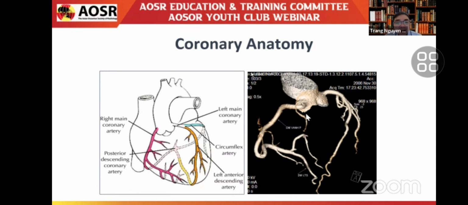We can know that it is the two main arteries from the right and the left. So we have here the right coronary artery, and then left main, and then we have the LAD, left anterior descending artery, and the circumflex artery. These are the 3 main coronary arteries.